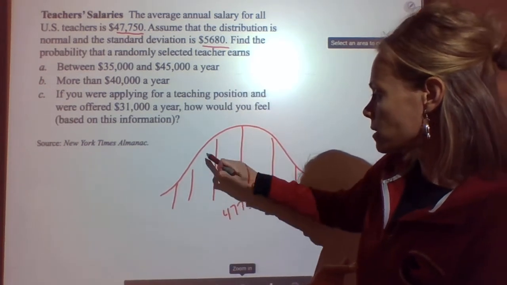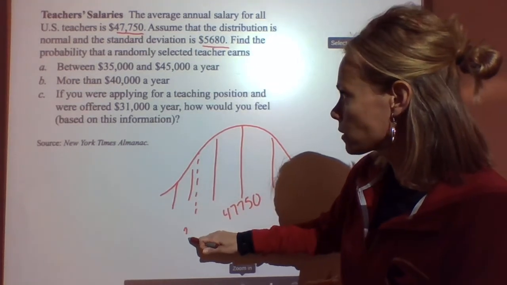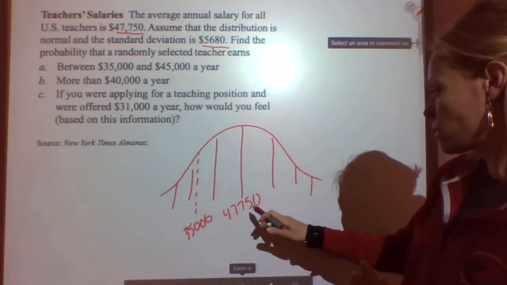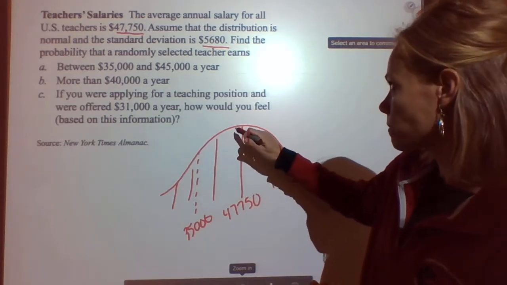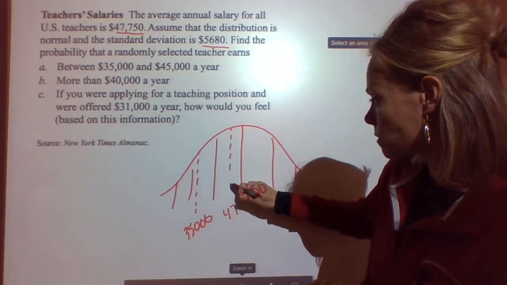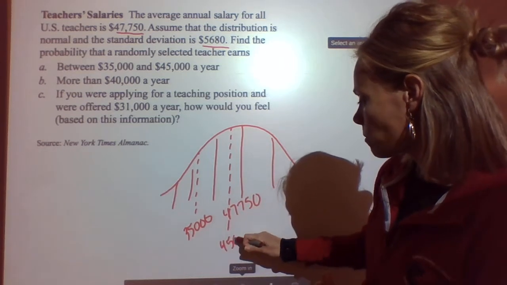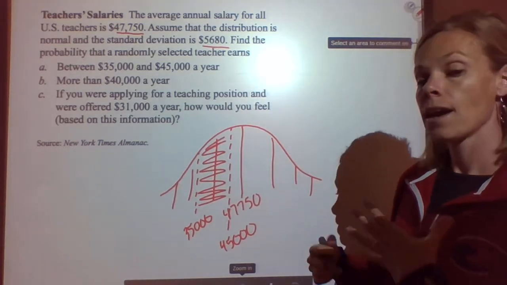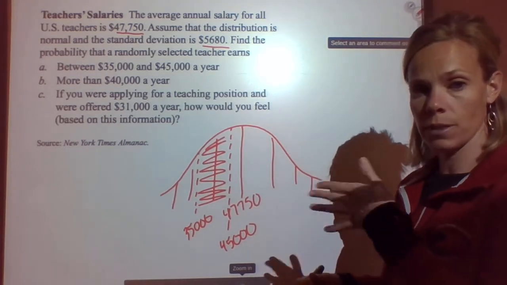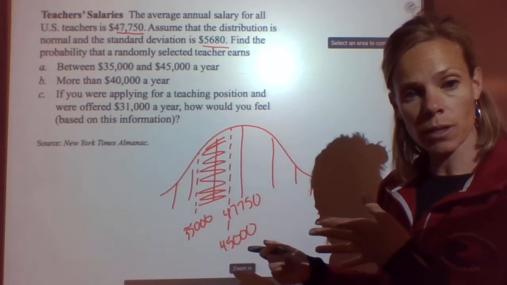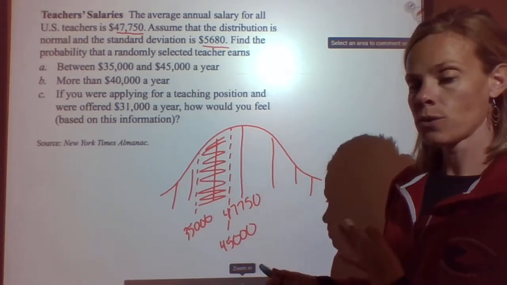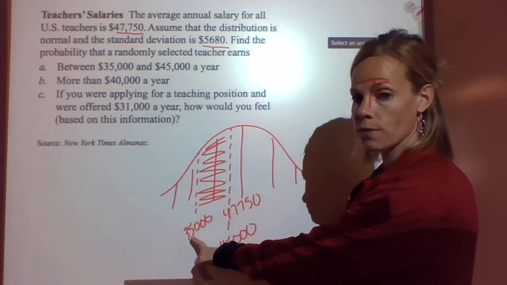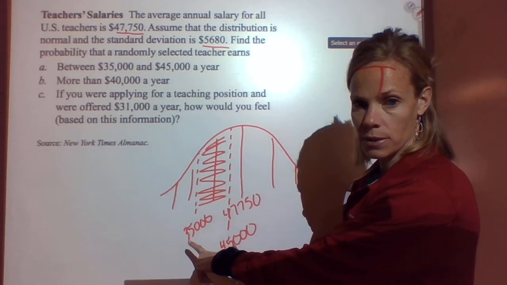35,000 is going to be somewhere here, and 45,000 is going to be somewhere right here. So my question is asking me to find this probability, that area. The area and the probability are the same thing. So area in between, we learned how to do that. But in order to find this area in between, I need to know the z-scores for 35,000 and 45,000.